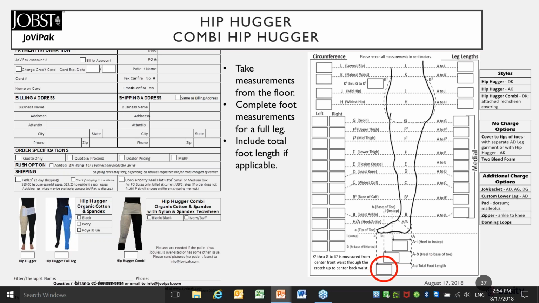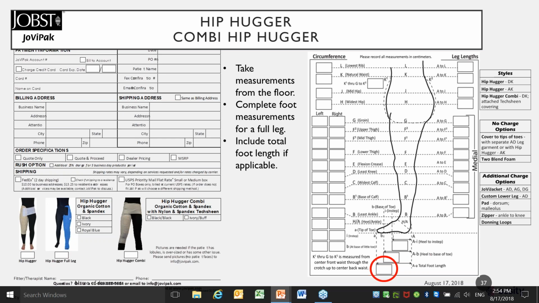Be certain to complete the foot measurements if you need a full leg, if you need a full foot. Include the total foot length if it's applicable. And in most cases, most people want a foot on their garment. Occasionally, they just want a garment that ends at the ankle. And if that's the case, then the foot portion would not be needed.